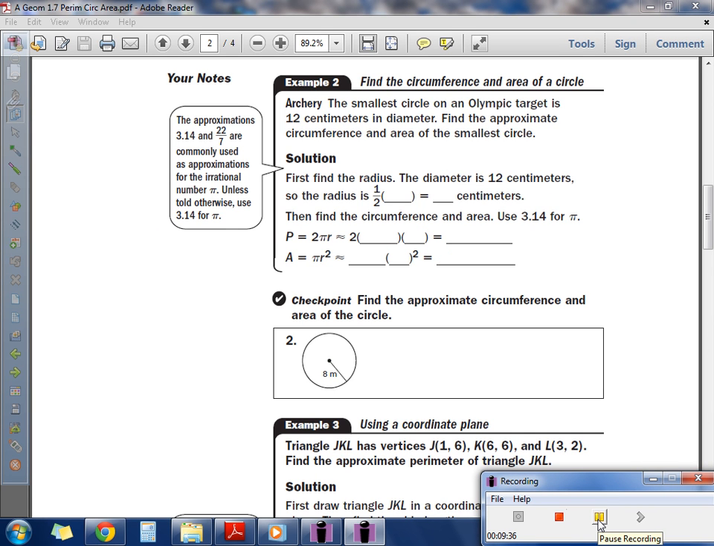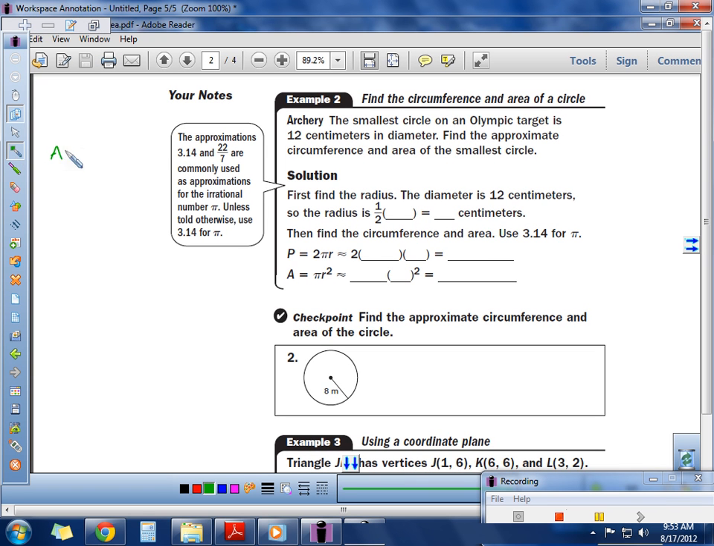Example 2 is a great question. It says the smallest circle on an Olympic target is 12 centimeters in diameter. Find the approximate circumference and area. So I need to be able to write my formulas and understand them first. So let's try that. So area formula, who remembers that?